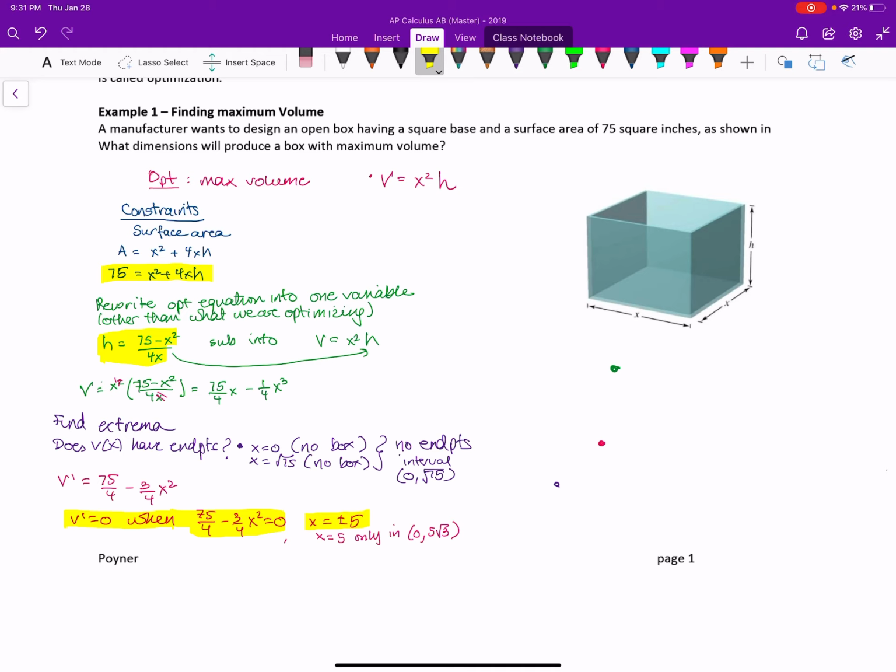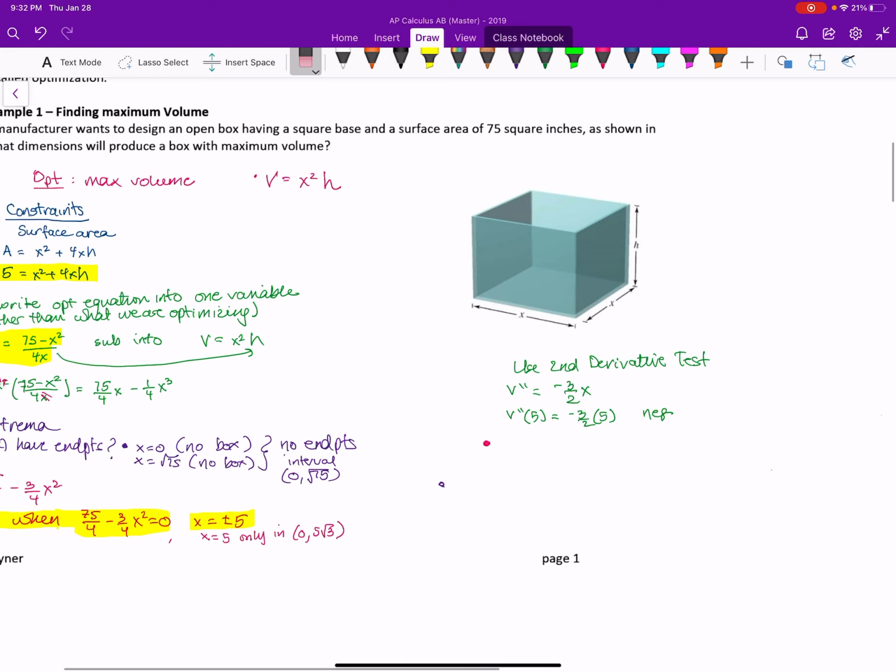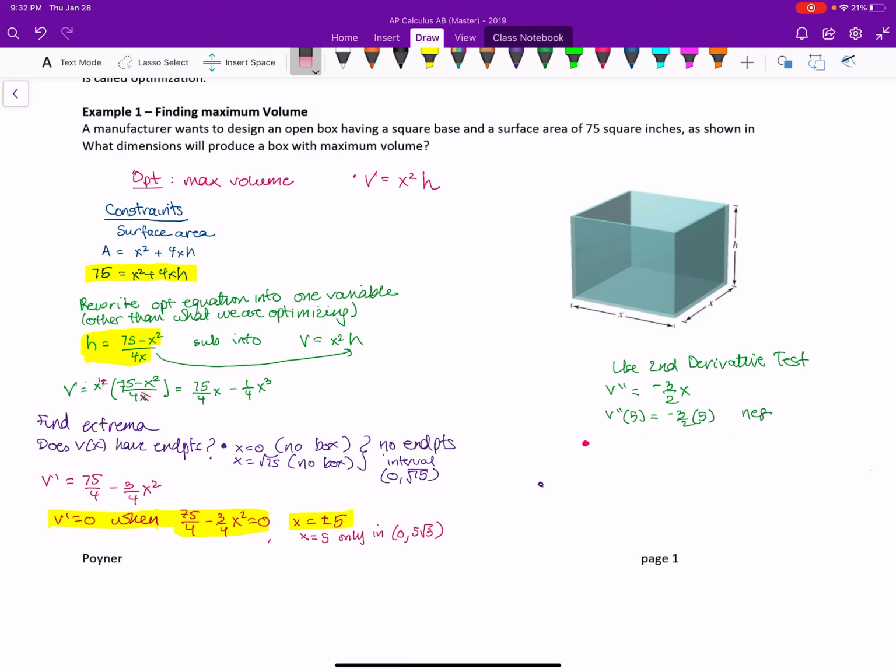So here we got x is equal to positive and negative 5. Now, I will only use the positive 5 because we're in the interval from 0 to 5 root 3. So the negative 5 is not there. And also, you can't really have a negative length of a box or side of a box. So that wouldn't make any sense even if I just used common sense instead. So now that we've found that, we take that value and use the second derivative test to make sure that it's a maximum. I'm using the second derivative test to test for it being a maximum because it didn't have any endpoints.